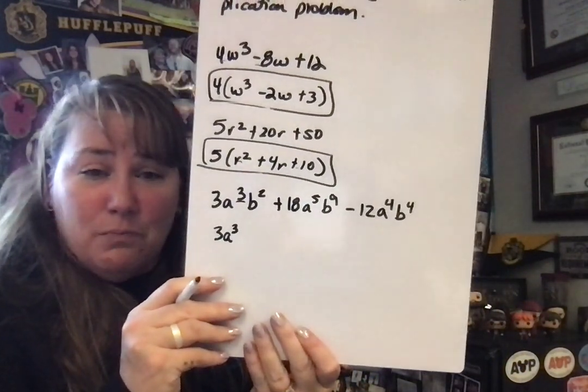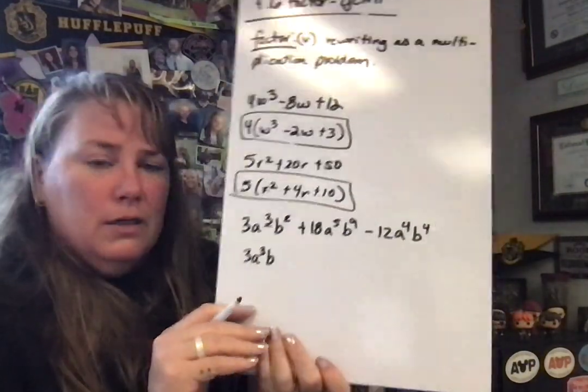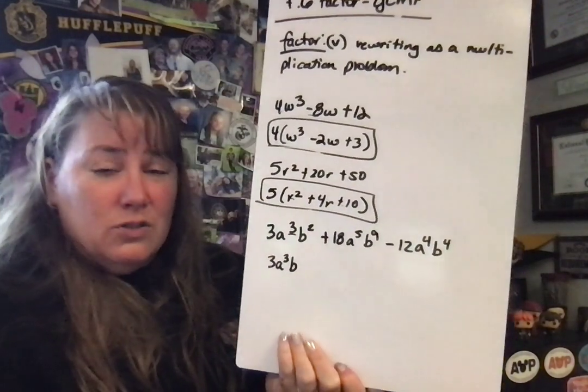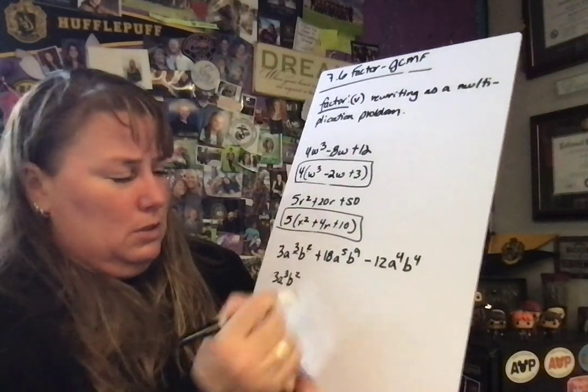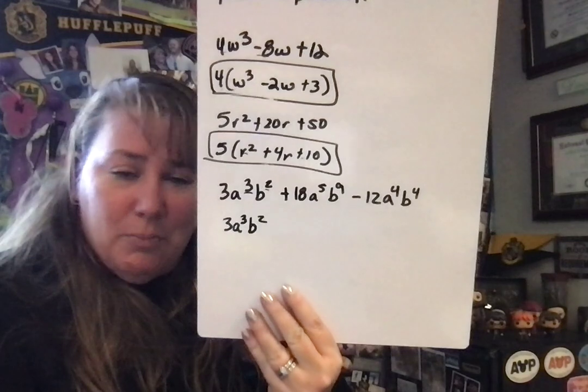Now do the same thing with b. Since there's a b in each term, I can take out at least 1. So you have 2 b's here, 9 b's there, and 4 b's there. So the most amount of b's I can take out is actually 2. I didn't mean to make this problem that way, but it's going to work out.